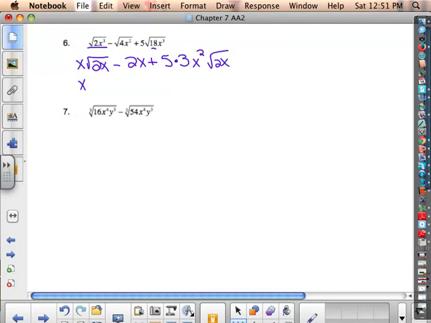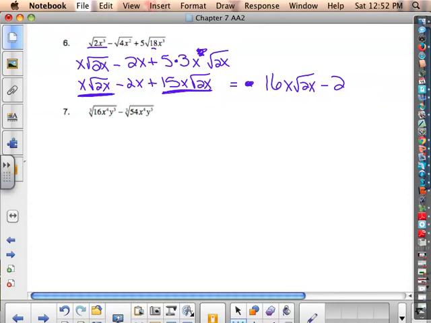So here I have x square root of 2x minus 2x plus 15x. Sorry, that's just an x, not an x squared. x square root of 2x. So now my like terms are 1x times square root of 2x and 15x times the square root of 2x. So this will become 16x square root of 2x minus 2x.